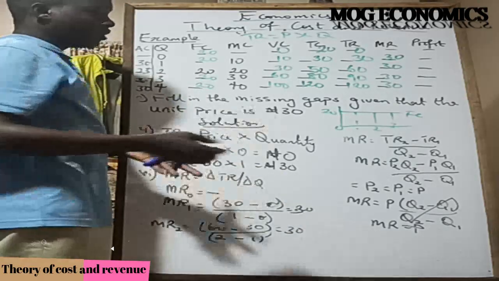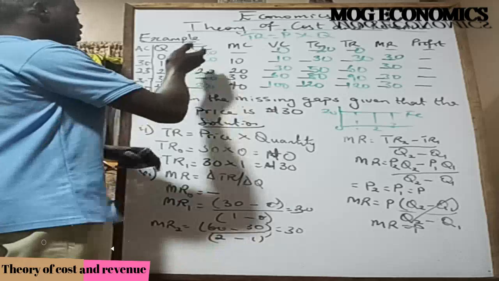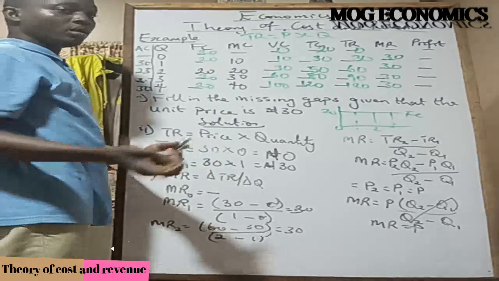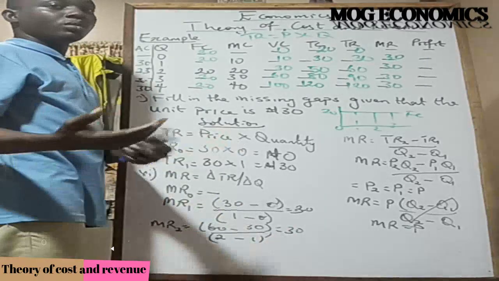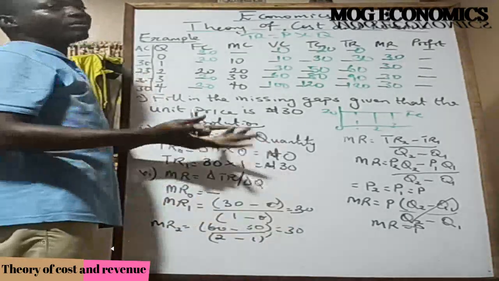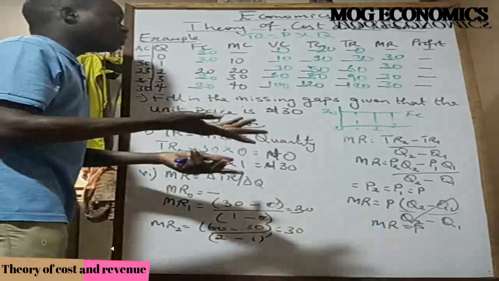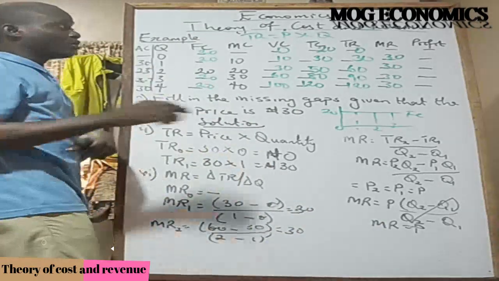So you don't even really need to calculate anything. Once you can just write it, since the price is constant all through, definitely the price is going to be equal to the marginal revenue. Hence, marginal revenue is 30 all through. Finish. Right? Because the price is constant, because we are given that.